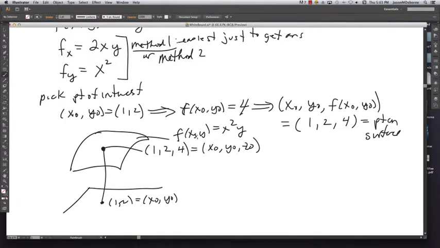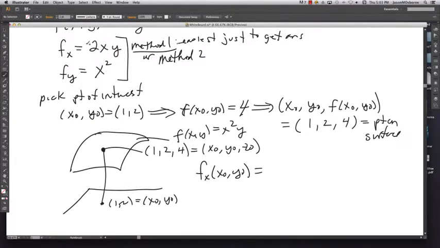Just like you can evaluate the function at x naught, y naught, you can also evaluate your partial derivative at x naught, y naught. And you've computed them via whatever your method is. This is what you're going to get. So observe that if you have the function f of x naught, y naught, f sub x evaluated at x naught, y naught, that would be 2xy evaluated at x is equal to 1 and y is equal to 2. And what should that give you?